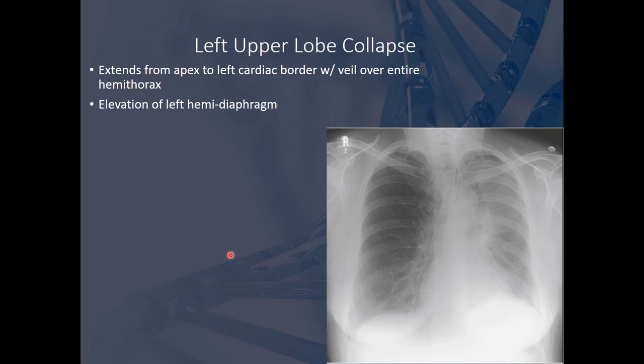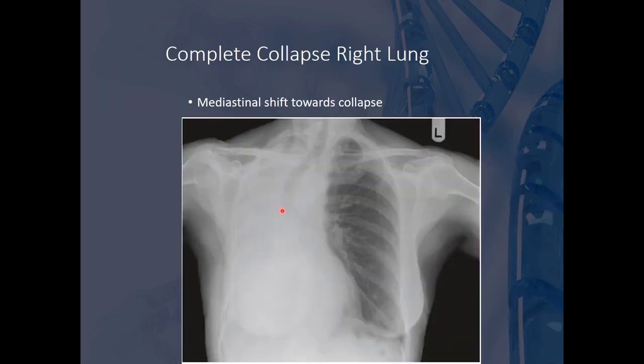And then the left upper lobe collapse here, rather large. You're going to see the elevation of the diaphragm towards it. This here is a complete right lung collapse. You see a mediastinal shift towards the collapse itself.